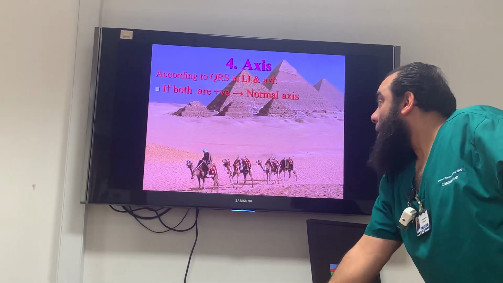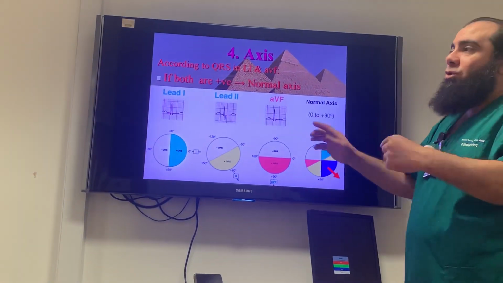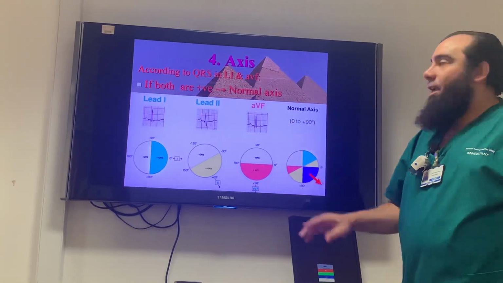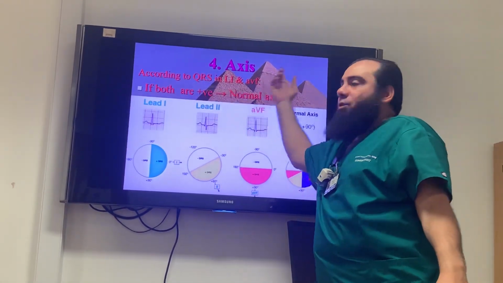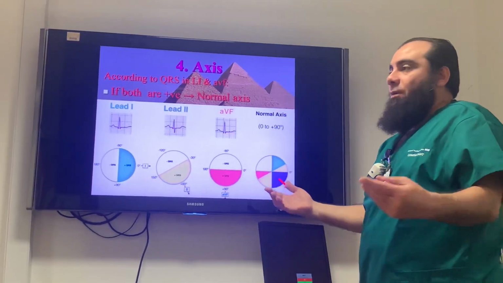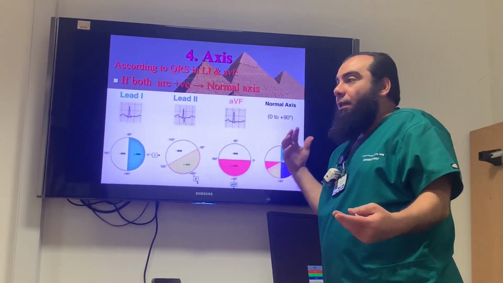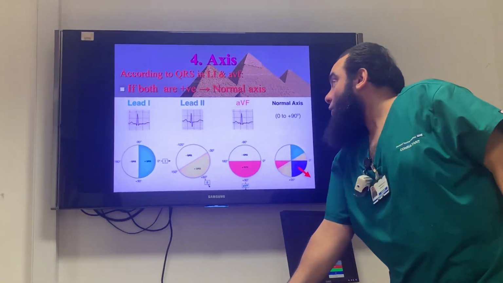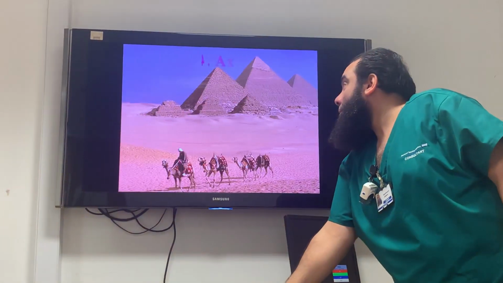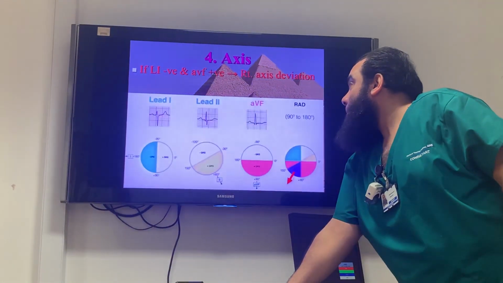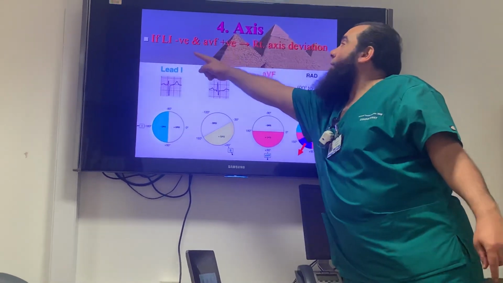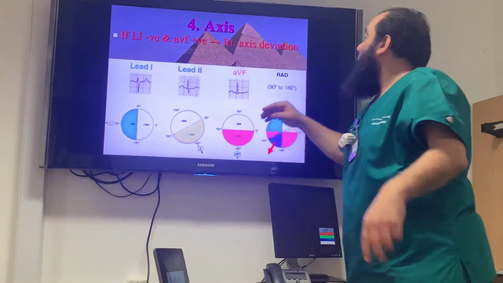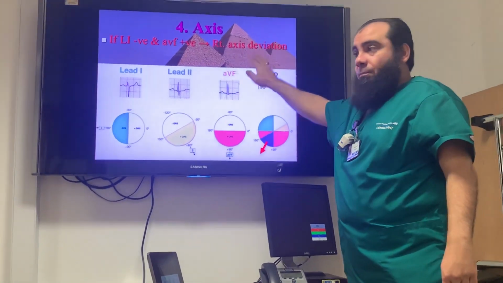Again, axis. So just make it quick. I'm not going to stop on that because I have explained the idea. So normal one: if both lead 1 and lead AVF are positive, and we now understand why and how it came, it is a normal axis. So lead 1 negative, AVF positive, right axis deviation.